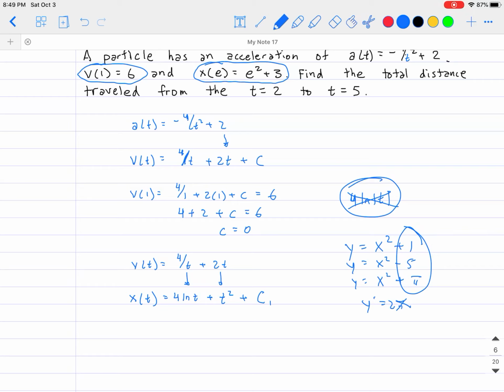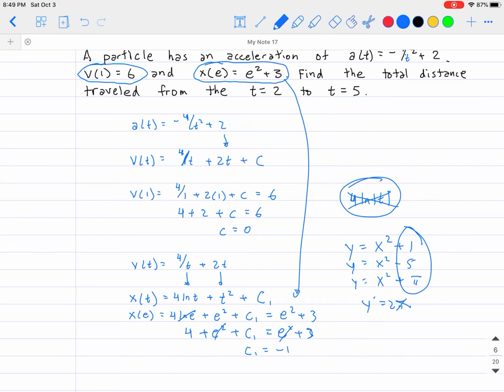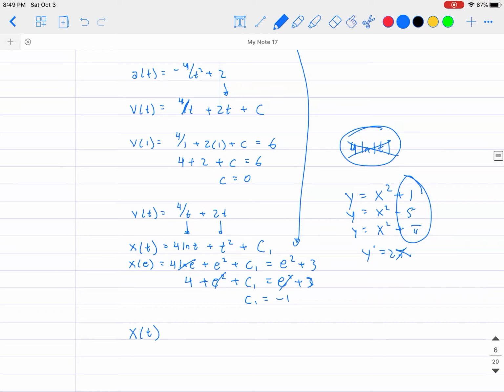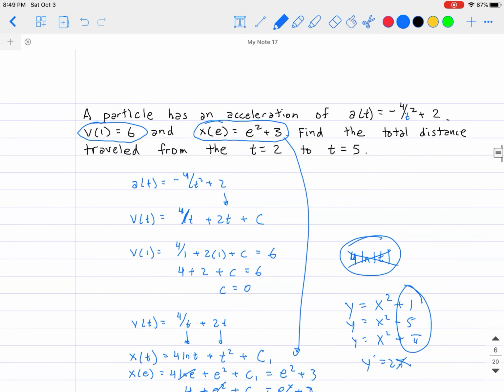The next thing I'm going to do is plug in t is equal to e to solve for that c. So x of e is equal to 4 times the ln of e plus e squared plus c1, and that is going to be equal to this guy over here, which is e squared plus 3. Cleaning up my math, ln of e is equal to 1. So 4 plus e squared plus c1 is equal to e squared plus 3. Cancel out the e squared from both sides, move the 4 over, so c1 is equal to negative 1. So now my equation of the displacement is finally 4 multiplied by the ln of t, plus t squared, minus 1.